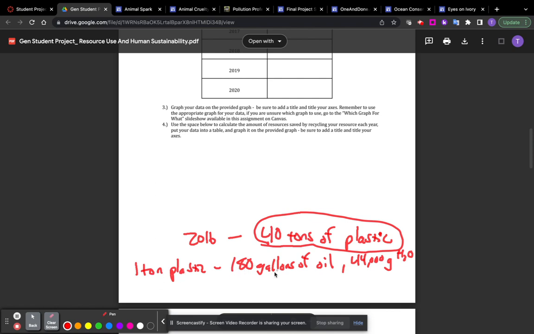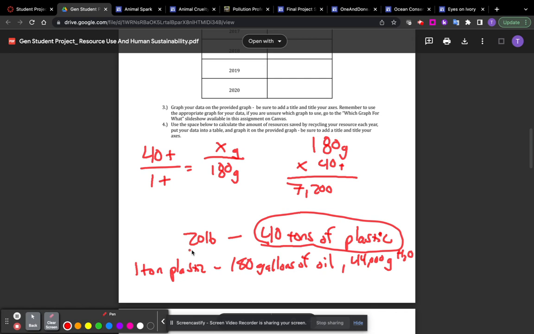If you know 1 ton of plastic takes 180 gallons, well then how many would 40 tons? You could do it like this. 40 tons, we know 1 ton takes 180 gallons. Well, how many gallons would 40 tons be? You can do that. Or you could just realize if 1 ton takes 180 gallons of oil, and we have 40 tons, well, then we can just multiply those together. And I'm going to use my calculator, times 40. So we are saving, Delran saved in 2016, they saved 7,200 gallons of oil by recycling that much plastic. And if you're in the CP class, you have to do the same for the other part. All right. So this project is all about realizing how many resources we can actually save by recycling.